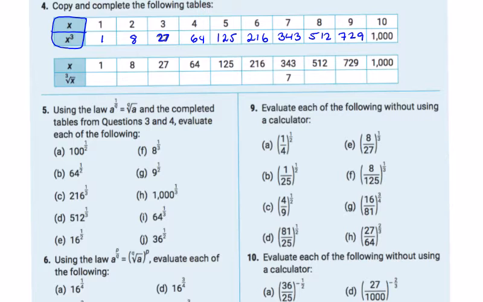And now we're just looking at them in reverse. The cube root of 1 is 1. The cube root of 8 is 2. The cube root of 27 is 3. What do you multiply by itself 3 times to get 64? 4. Then 5, 6, 7, 8, 9, and 10.